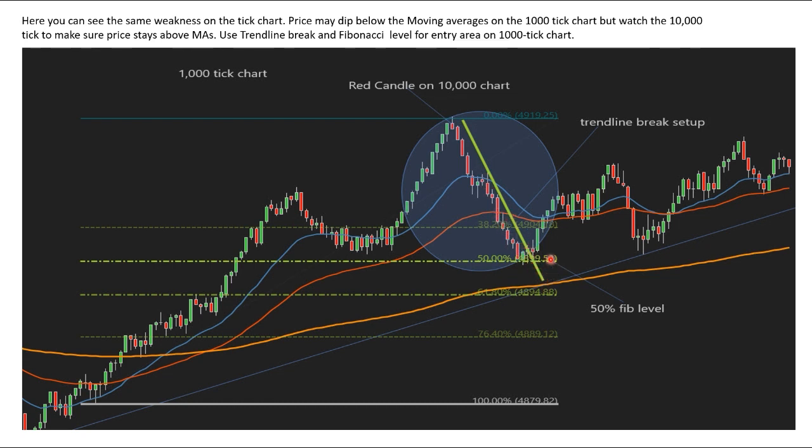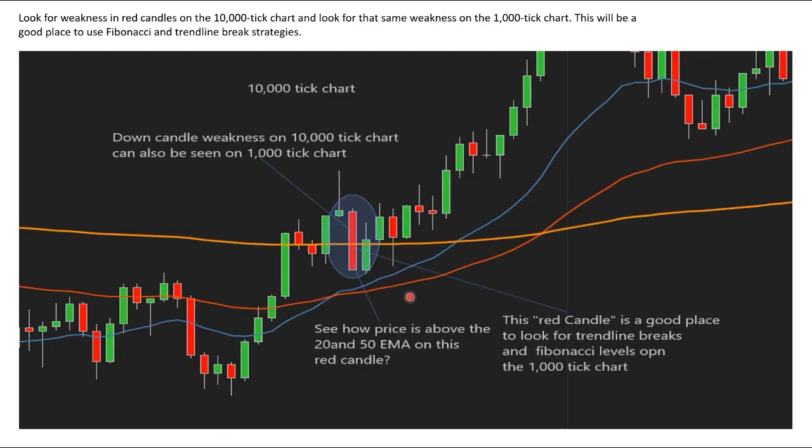And price is going to fall below, a lot of the times will fall below the 20 and the 50 on the 1,000. It will oftentimes fall below, but you don't want it to fall below the 200. If it falls below the 200 on the 1,000 tick chart, it's more than likely below the 20 moving average on the 10,000. You do not want price to fall below.